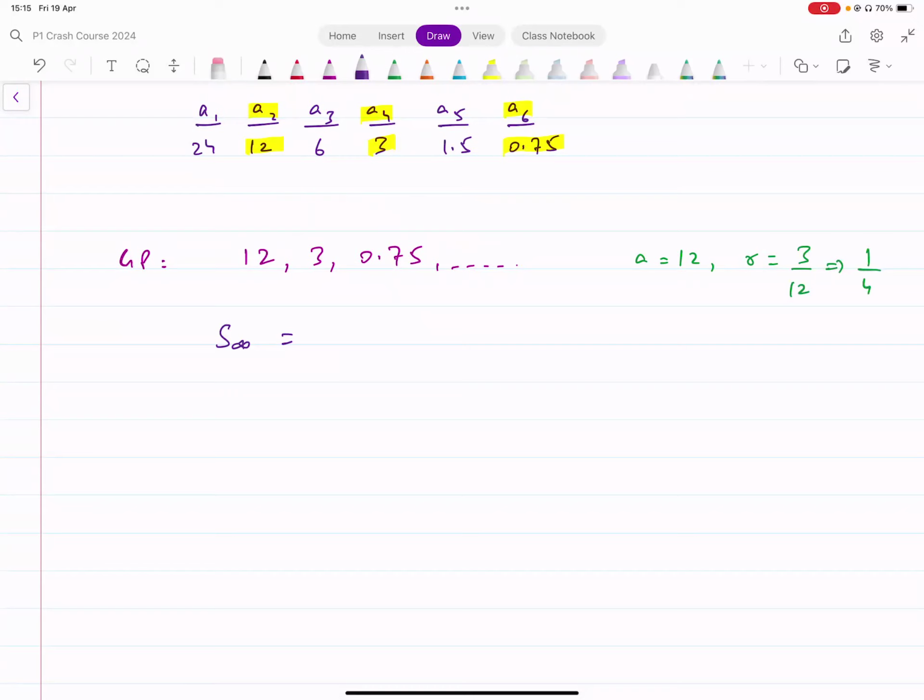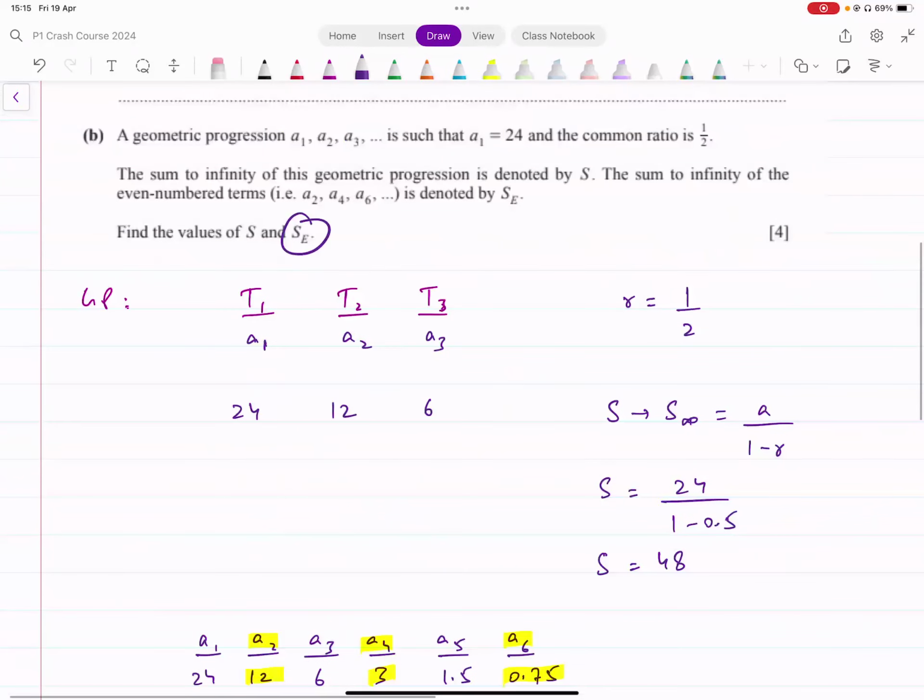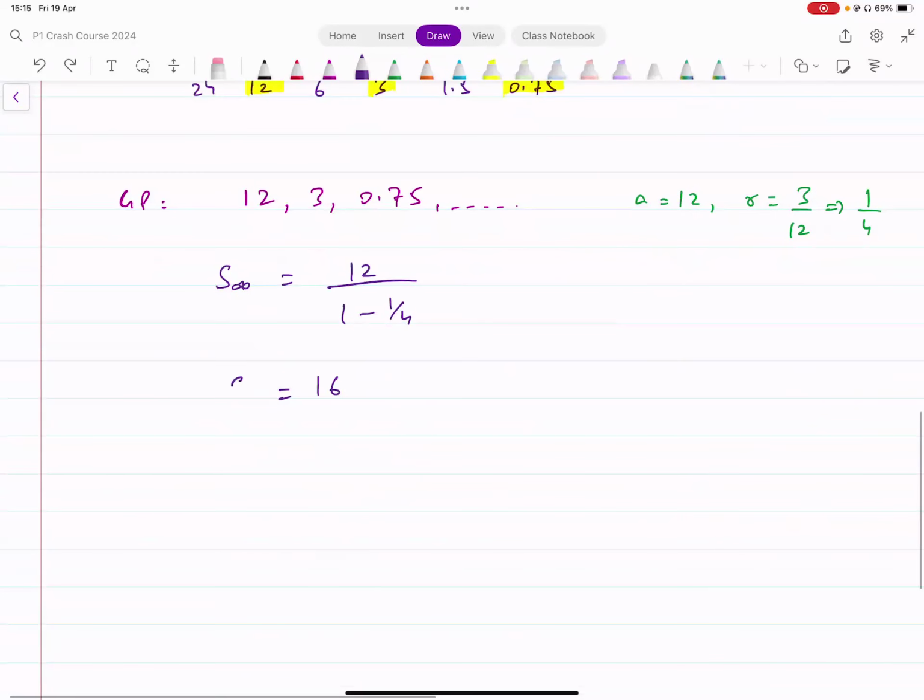Find the sum to infinity of this. First term is 12 over 1 minus 1/4. And you can see what that turns out to be. 12 divided by 3/4, and that's going to be 16. The sum of the even number terms is 16. They called this SE. So we can say SE therefore equals 16.